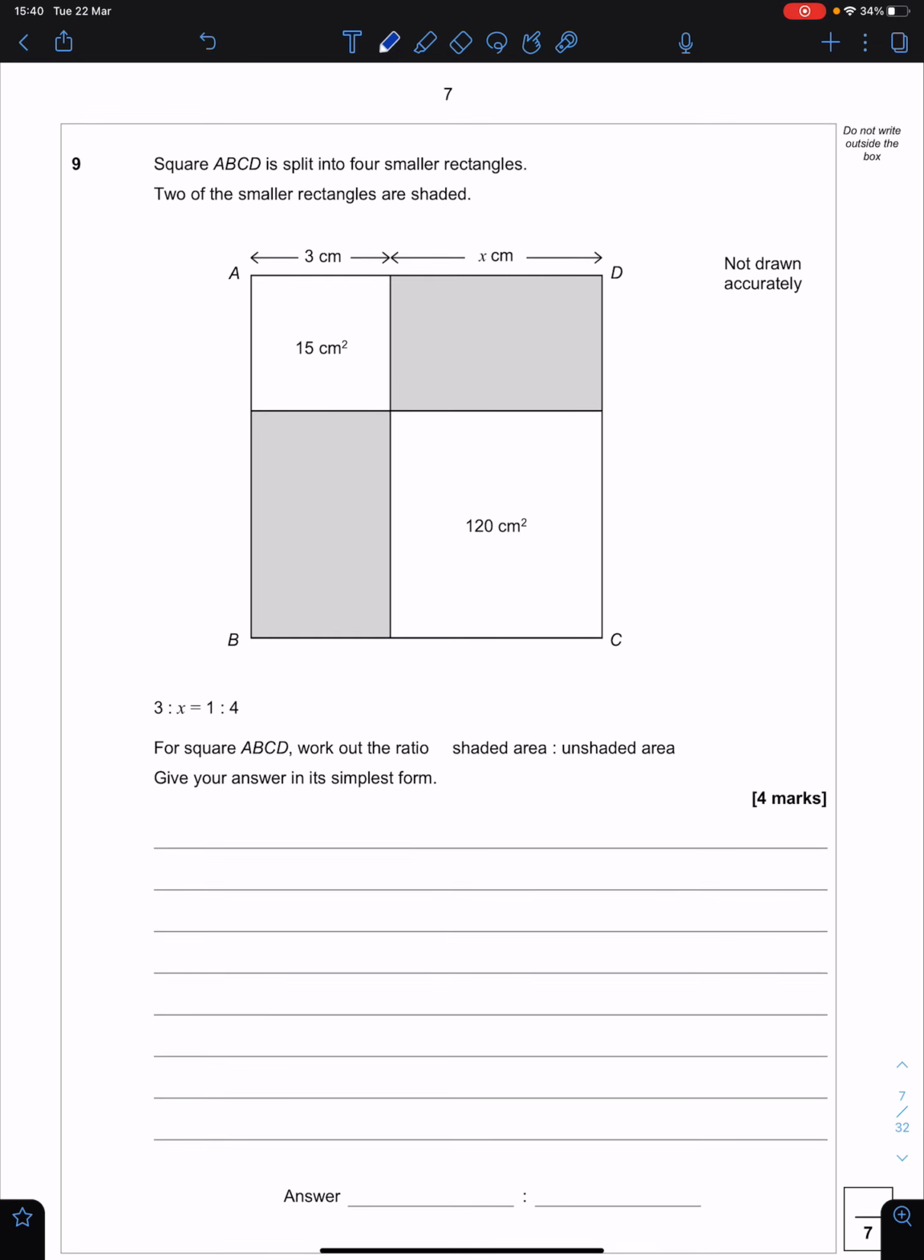What is going on? So 15 centimeters squared, 120 centimeters squared. Okay, so first of all, one thing that I can say is the length over here is 3 plus x, and the length over here is also 3 plus x. So the area of the full thing is 3 plus x all times by 3 plus x. I'm just going to write that thought down. So area of ABCD, it may or may not help, but we'll see.